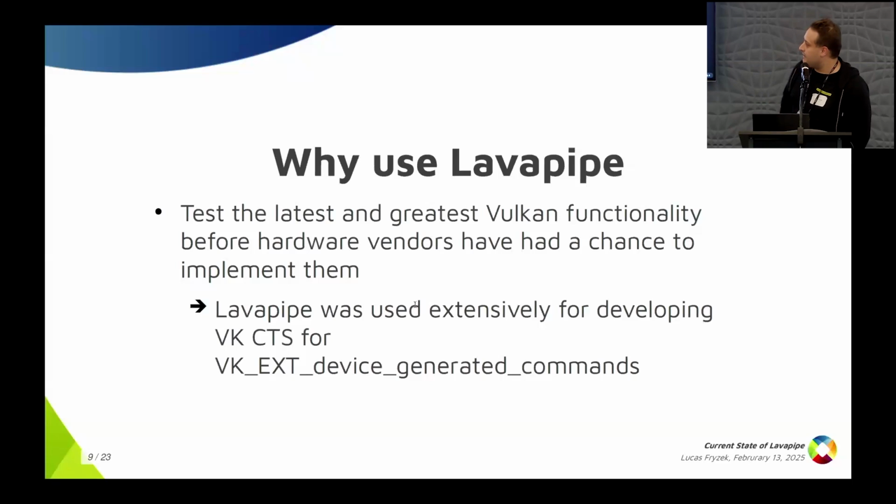On the other side, Lavapipe is useful because it implements a lot of Vulkan extensions. So if you want to try some of the newer stuff that the working group is putting out there, there's a good chance that it's implemented in Lavapipe. For example, when the working group was working on device-generated commands, Lavapipe was extensively used for conformance testing of it, as it was one of the first Vulkan implementations to have device-generated command support. And hand in hand, it was being developed with CTS in the extension development.